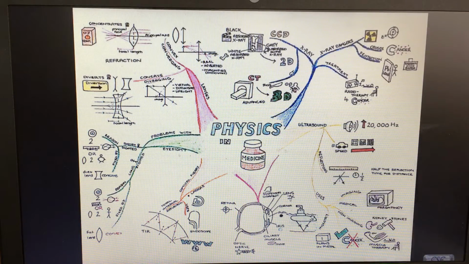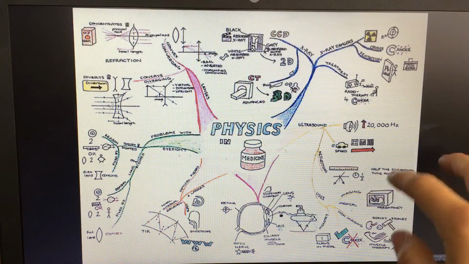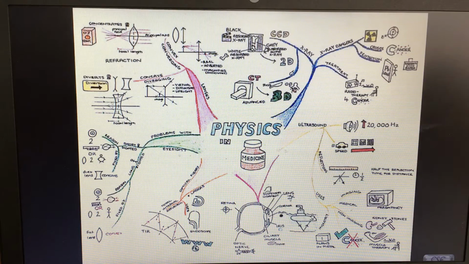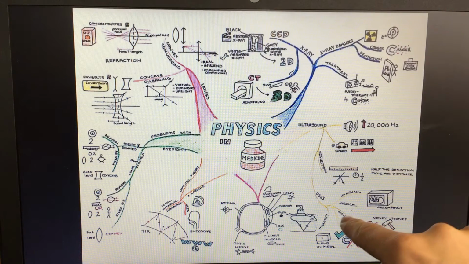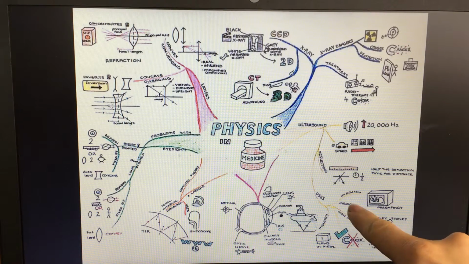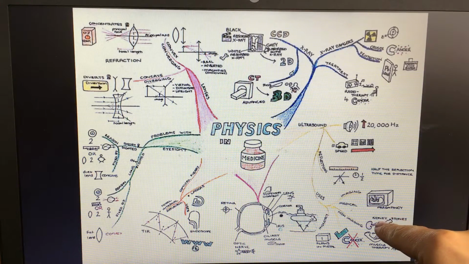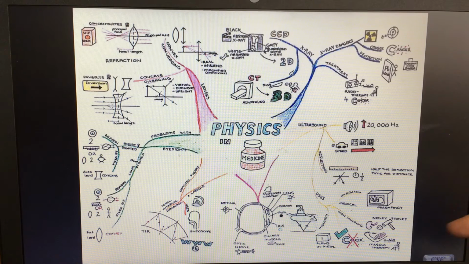Uses are imaging. Everyone knows about pregnancy. You can also do medical ones, things like viewing hearts, the heart cavities and things like this. Then there are non-imaging uses. Kidney stones: high frequency ultrasound causes them to break up. Also it can be used for muscle therapy, so if you damage your muscle tissue.